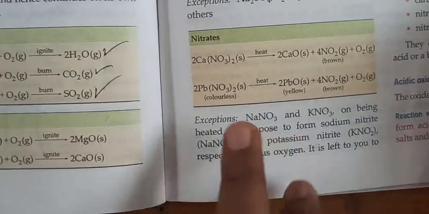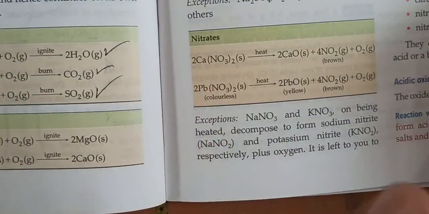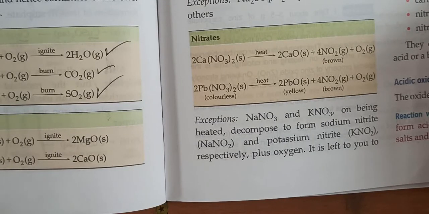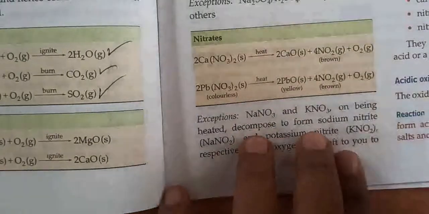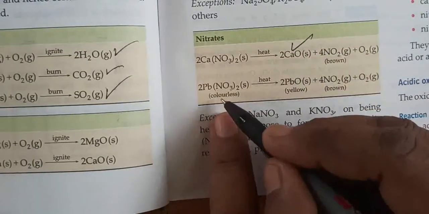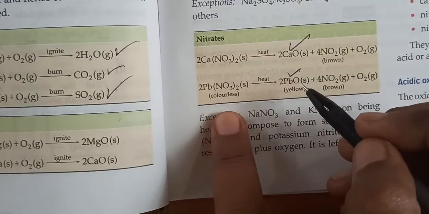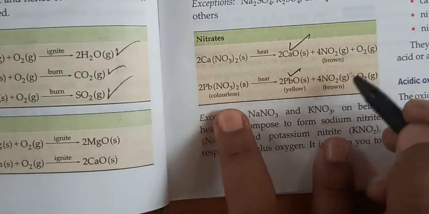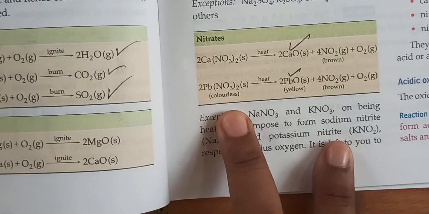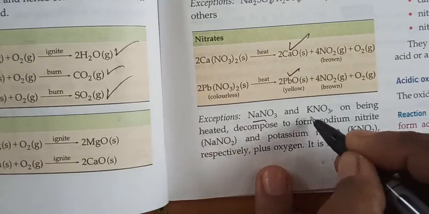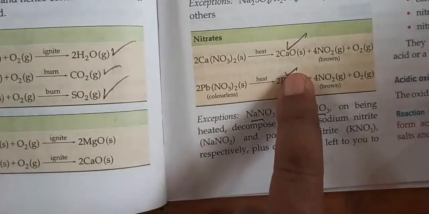Nitrates, again from calcium nitrate to copper nitrate according to the activity series. When these nitrates are heated, they decompose forming their oxide. Calcium nitrate forms calcium oxide. Lead nitrate will form lead oxide. And the other two products are the same in both: nitrogen dioxide and oxygen. Right? But sodium and potassium nitrate on heating do not decompose like this.